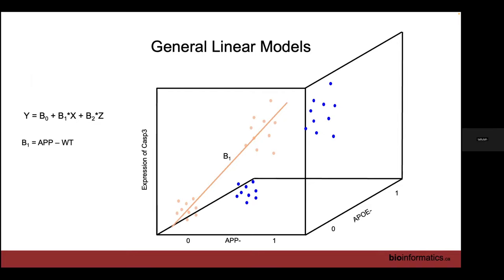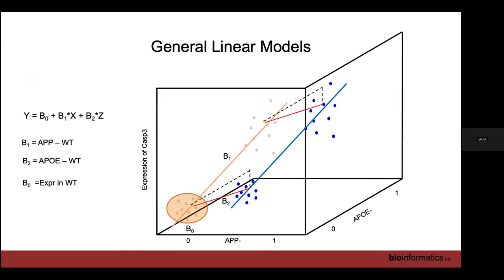So B1 is going to be the difference between APP knockout versus wild type in both groups, so both ApoE knockout and ApoE wild type. B2 becomes the slope going the other way. So that's the slope with respect to ApoE knockout or not in both of our groups for APP. So we can pull apart the effect of ApoE knockout versus APP knockout. And B0 is now the expression when we have wild type APP and wild type ApoE.